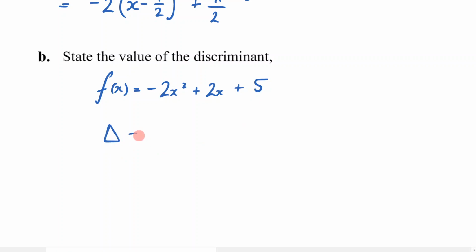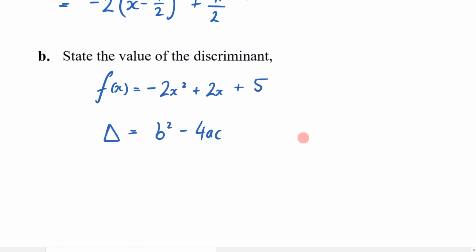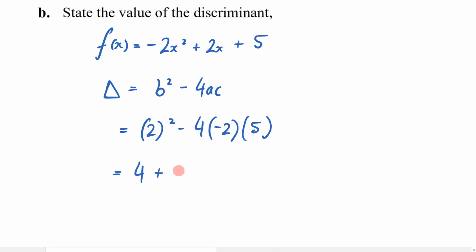I know that my discriminant is equal to b squared minus 4ac. Therefore, I can write in that b is going to be 2, so it's going to be 2 squared minus 4. A is going to be negative 2, and then c will be 5. And that means I'm going to get 2 squared is 4, minus, now I've got two negatives, so it's going to be plus. 4 times 2 is 8. 8 times 5 is 40. It's going to be 44.